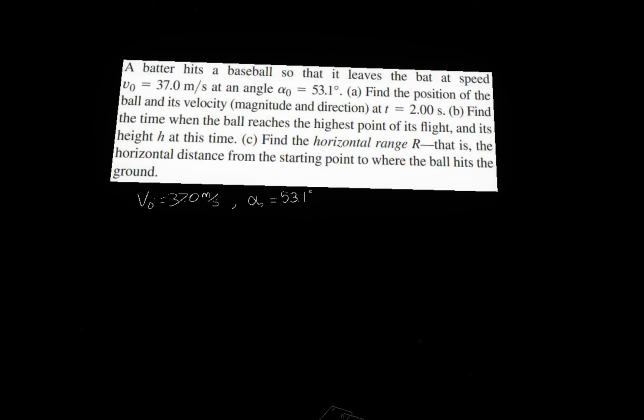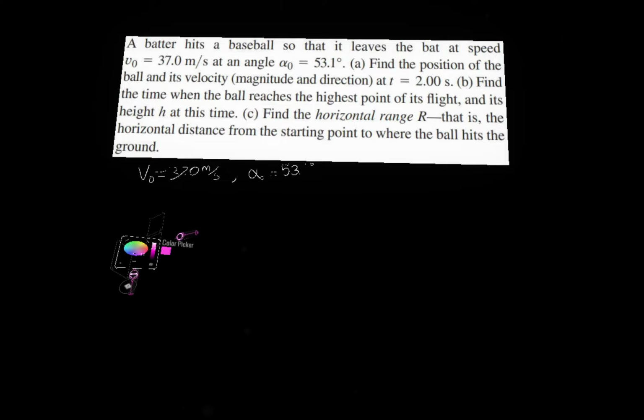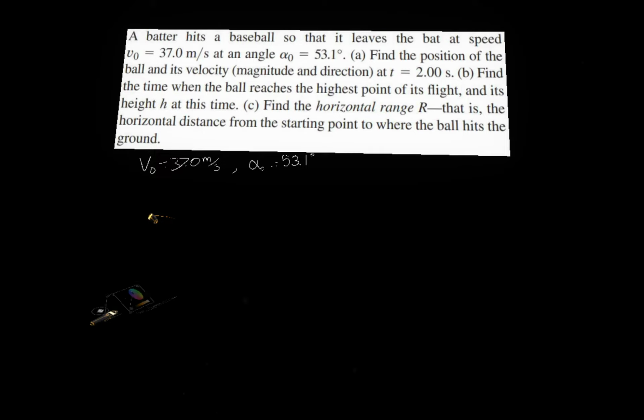All right, so that's the initial information. That's all we have. But you know what? That's all we need too. So find the position of the ball and its velocity, so magnitude and direction, at time equals 2 seconds. So A here, I'll pick a color, A is saying time is 2 seconds. That's the moment we're analyzing. 2.00 seconds.